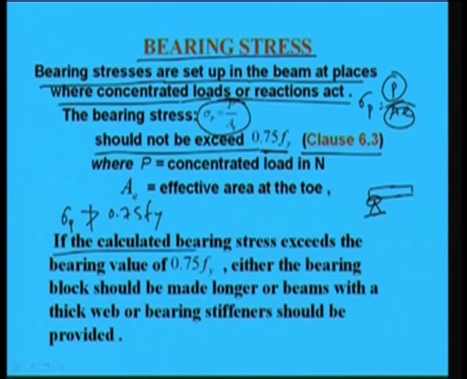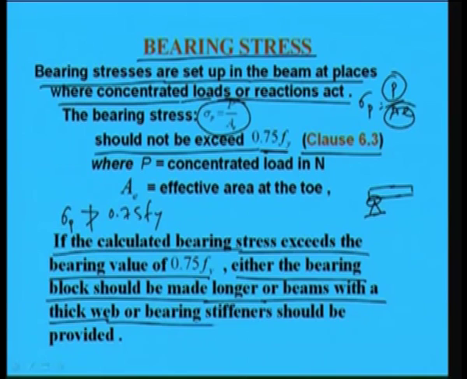So, if the calculated bearing stress exceeds the bearing value of 0.75 Fy, then what to do? Either the bearing block should be made longer, or beams with a thick web or bearing stiffeners should be provided. So, the possible remedy is that we can use the bearing block or beams with a thick web or bearing stiffeners. In this way we can manage the beam section. So, from the bearing stress point of view we have to check this one.